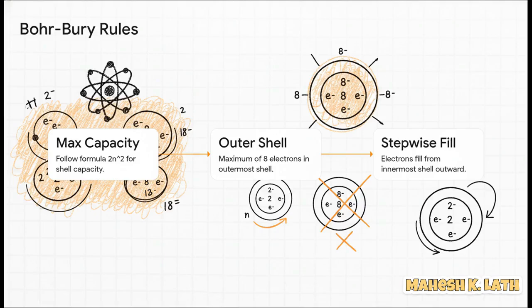So the first shell holds up to 2, the second holds 8, the third holds 18. Step 2. No matter what the math says about maximum capacity, the outermost shell of an atom can never, ever accommodate more than 8 electrons, period. And step 3, electrons have to fill these shells in a strict stepwise manner. You start from the innermost shell closest to the nucleus and slowly work your way outward.